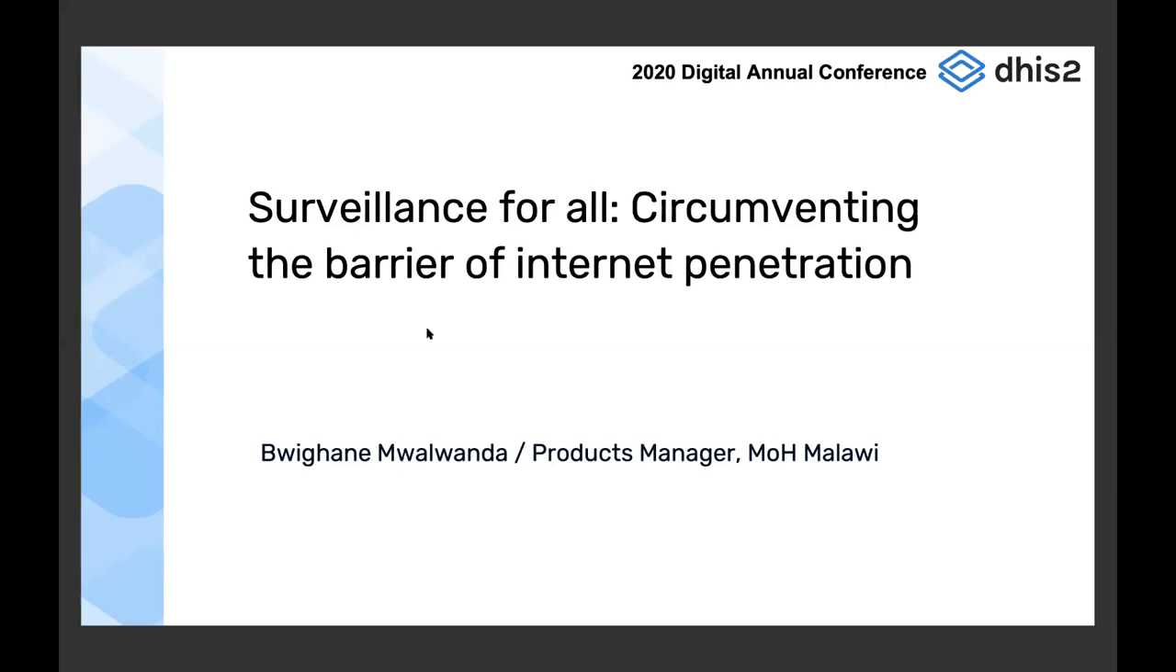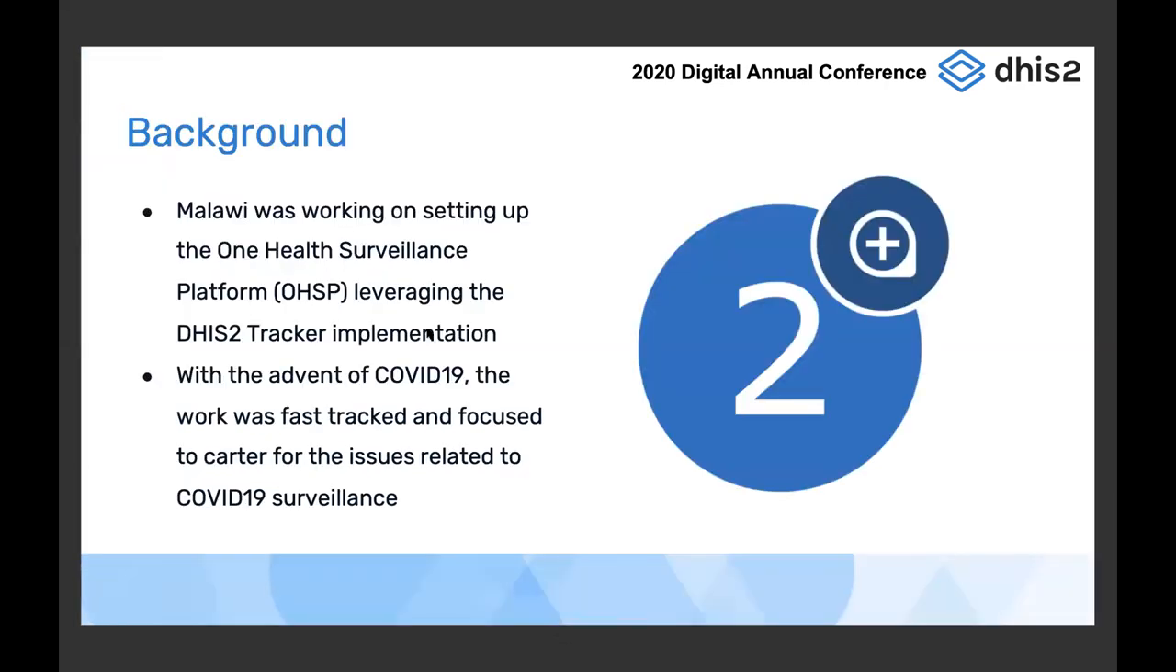As a background, as a country, Malawi was working on setting up the One Health Surveillance Platform by leveraging the DHIS2 tracker implementation, the tracker program. That was on track. But with the advent of COVID-19, that work was fast-tracked and focused towards COVID-19 so that we could cut off the issues that were arising in terms of surveillance with the outbreak. And that's when we diverged from the initial implementation to what we have now as One Health Surveillance.